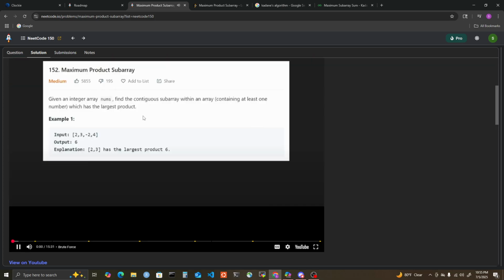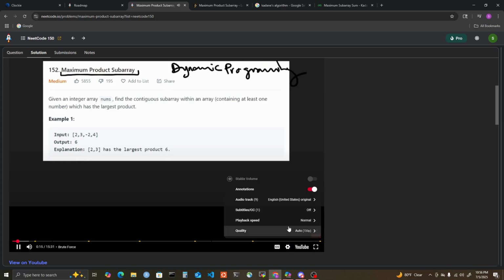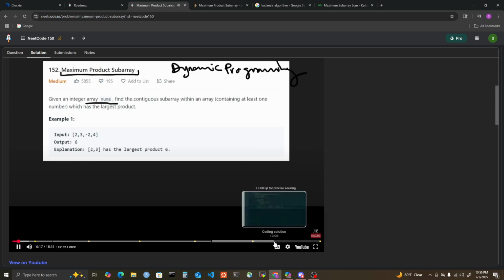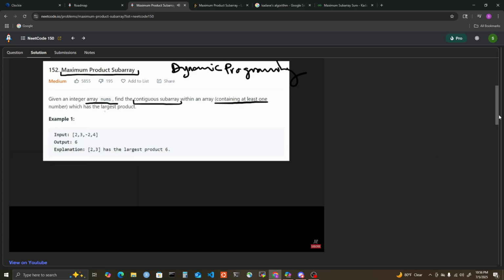Hey everyone, welcome back, and let's write some more neat code today. Let's look at maximum product subarray. This is actually a dynamic programming problem, and I'm going to show you how to solve it easily. We're given an integer array of numbers, and we want to find the contiguous subarray that contains at least one number and has the largest product.